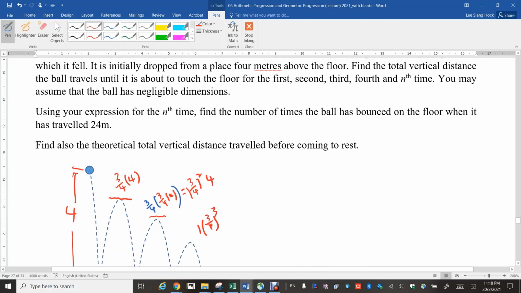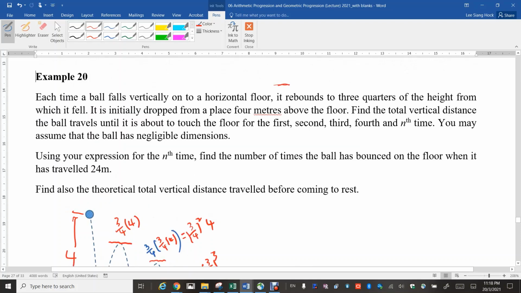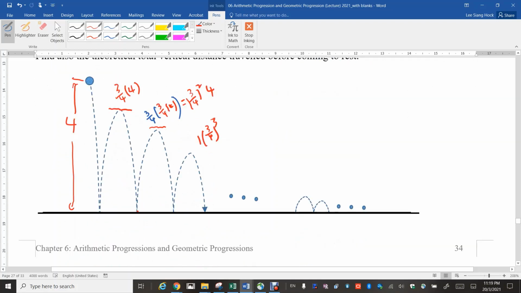Now the question says that they want the distance that the ball traveled up to the first bounce, second bounce, third bounce, and fourth bounce. Okay, so what is the difference between the first bounce and the second bounce? The first bounce is from the height, you just travel about 4 meters, right? 4 meters vertical distance. But between the first bounce and the second bounce, it is not 3/4 times 4. In fact, it's 2 times.